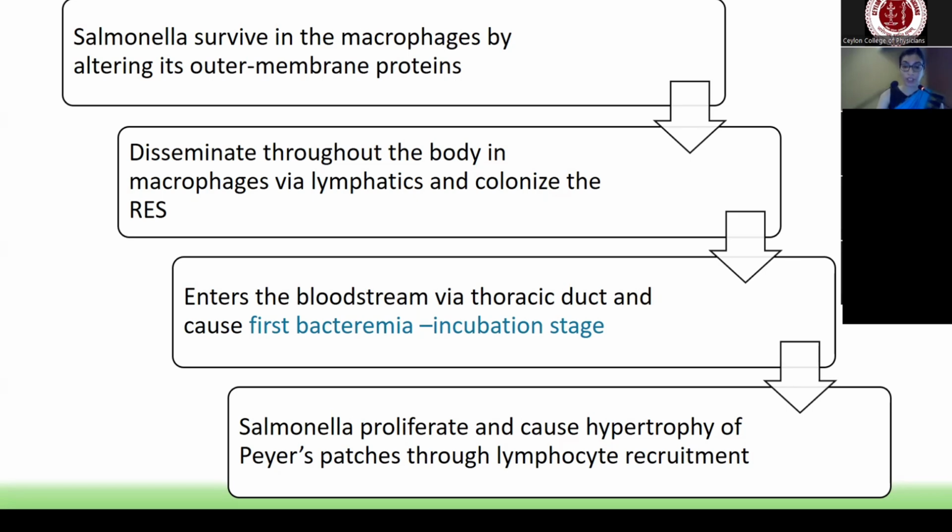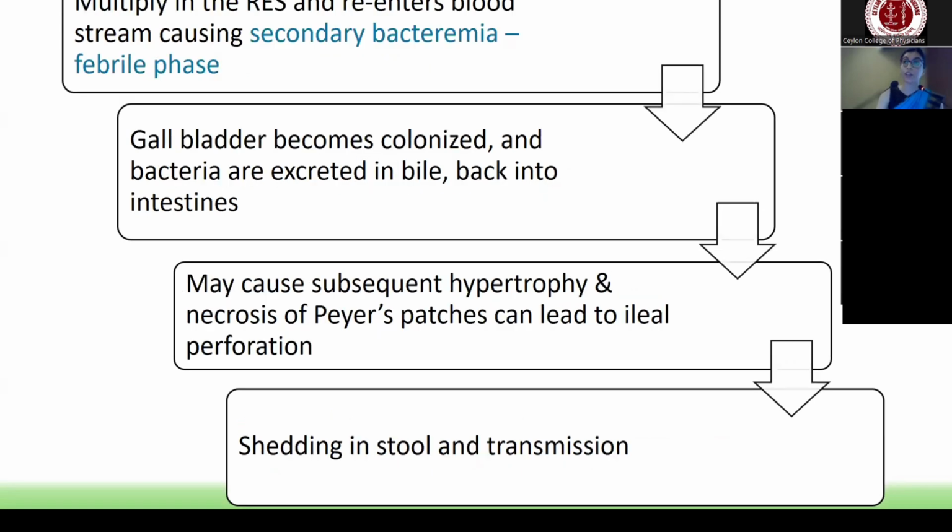The Salmonella proliferate and cause hypertrophy of the Peyer's patches, with lymphocyte recruitment in the Peyer's patches. Meanwhile, in the reticuloendothelial system, they multiply and re-enter the bloodstream, causing secondary bacteremia, which is in the febrile phase. Later, the gallbladder becomes colonized, and the bacteria are excreted in the bile and back into the intestine. This may cause subsequent hypertrophy and necrosis of Peyer's patches and can lead to ileal perforation. Meanwhile, throughout the process, there is shedding in stool and transmission, and the cycle continues.